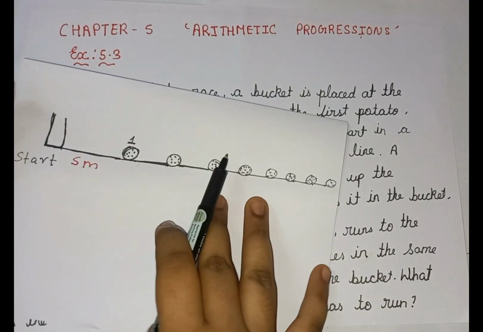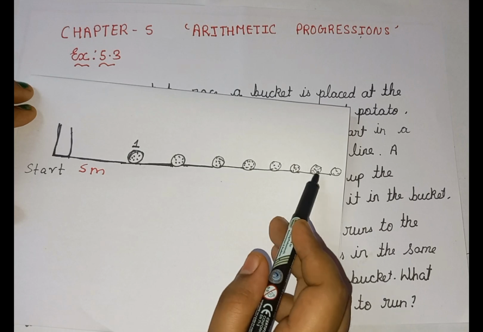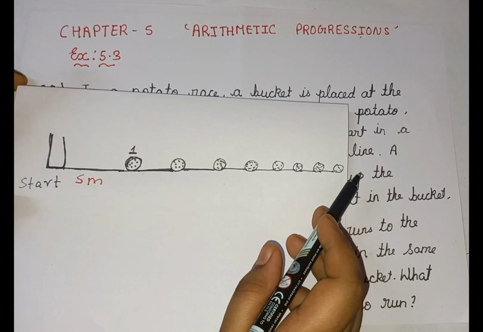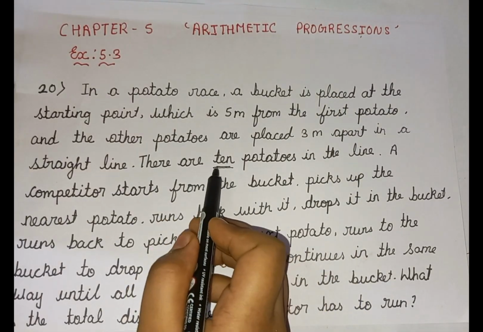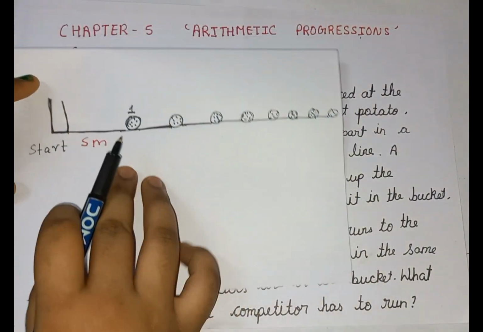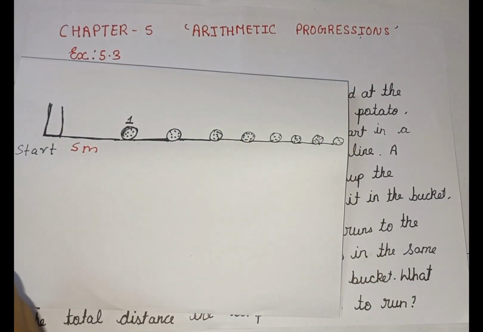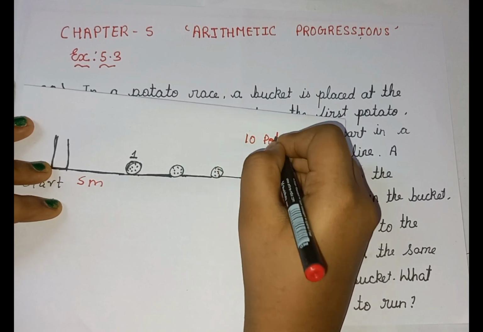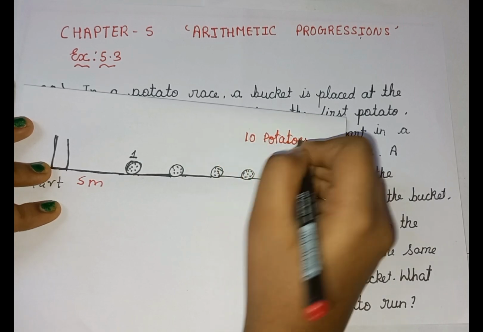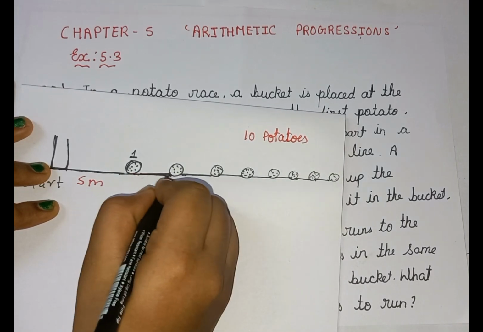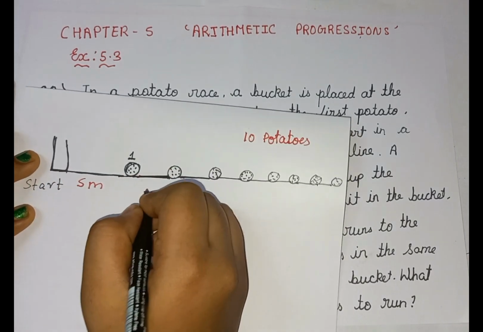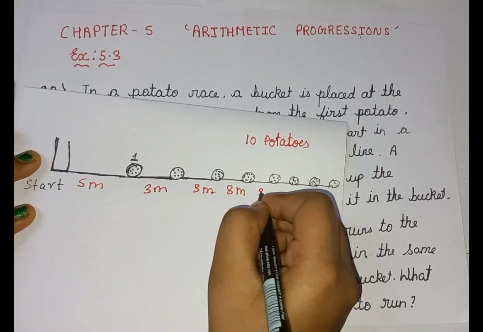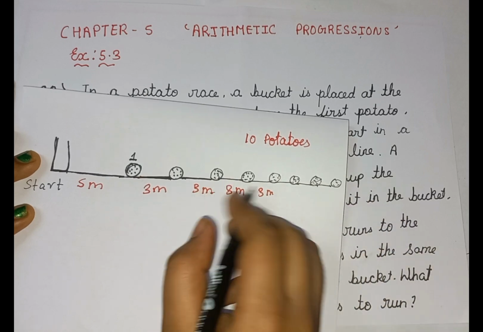Here I have only drawn 8 potatoes. Still we need 2 more potatoes. Remember there are 10 potatoes in the line. I don't have space, that's why I didn't draw all 10 potatoes. What is the distance between this potato and this potato? The distance is 3 meters. Here also 3 meters. Everywhere the distance is 3 meters.